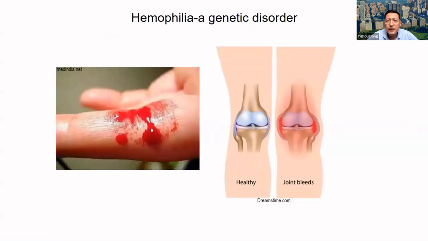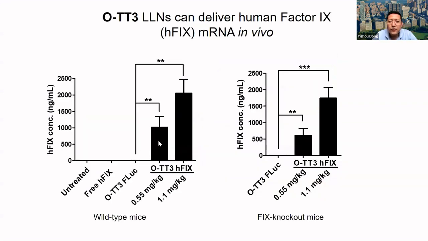We chose a disease model here, hemophilia, which is a genetic disorder. It is caused by missing or mutation of factor 8 or factor 9. Patients suffer from life-threatening bleeding or serious complications such as joint bleeds. So in this study, we formulated the lead material TT3 with mRNA encoding human factor 9.